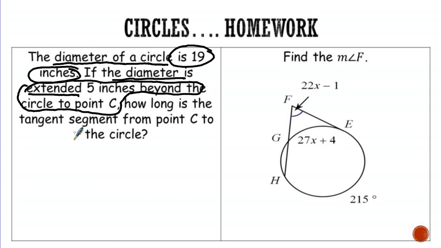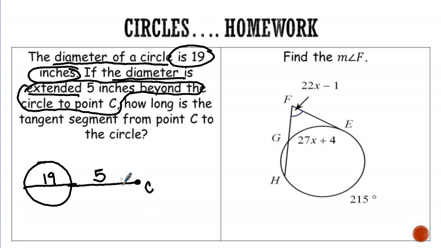It says how long is the tangent segment from point C to the circle? That's the question part. But I'm going to draw a picture. I have a diameter that is 19 inches. Okay, and then it says it's extended 5 more beyond the circle to point C. So that means I put 5 here. So I need to draw a tangent, which means to touch the circle once, and it wants to know this part. Okay, and that's my point of tangency right there.